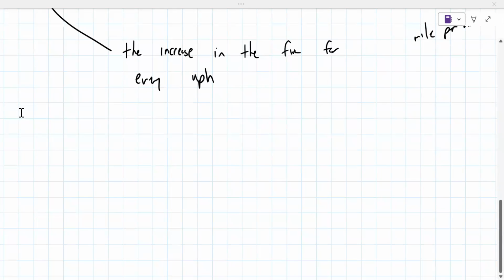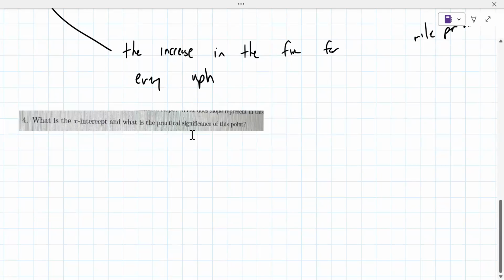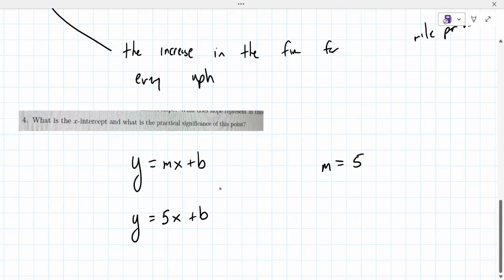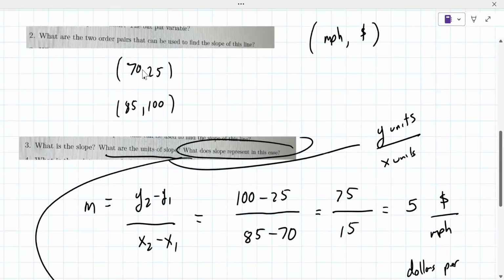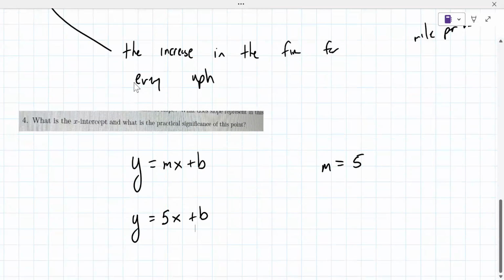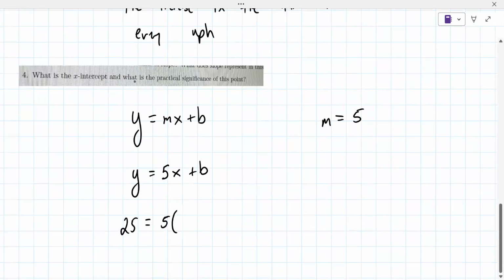All right, now it asks for the x-intercept, which is strange. Typically, they ask for the y-intercept. So to do this, we need the equation. And the equation is y equals mx plus b. You already have the m value. The m value is 5. So to get the b value, you have to substitute an x and a y in. So you go back to one of your ordered pairs. We'll pick the first one here, 70, 25, and you put that in. So 25 equals 5 times 70 plus b.